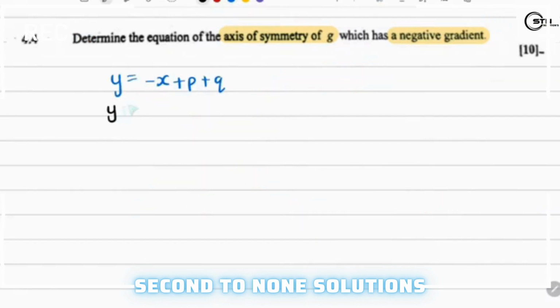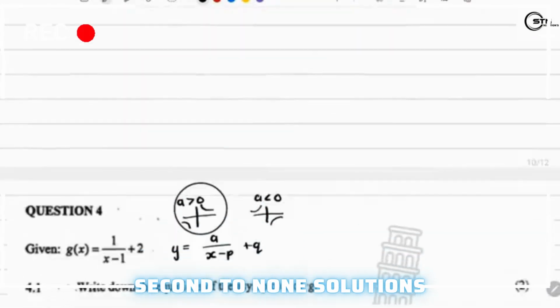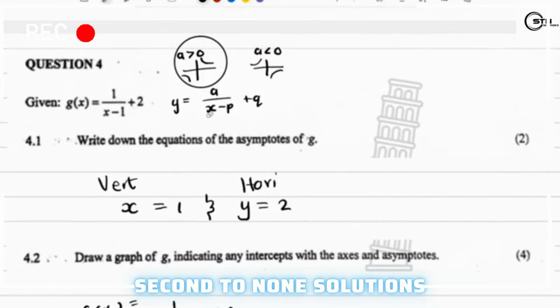So let's go ahead and fill this in. So y is equal to negative x. And what is p and q? Well, we knew those values already from our asymptotes. You see that this is p here and this is q. Meaning, you see it says x minus p, x minus 1. So p is 1 and q is 2.